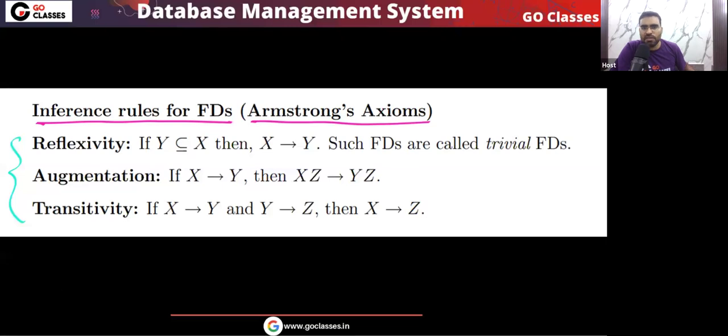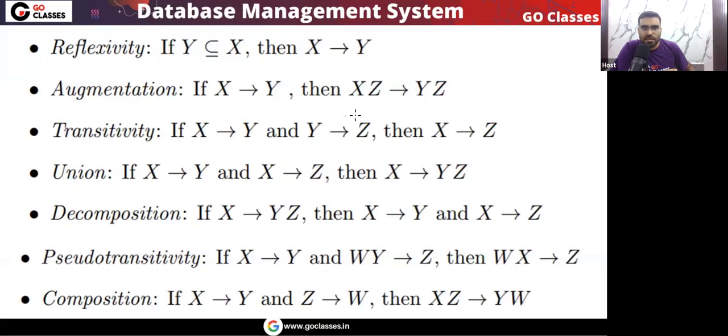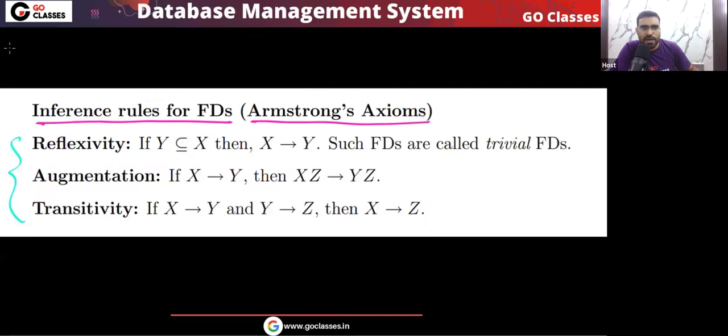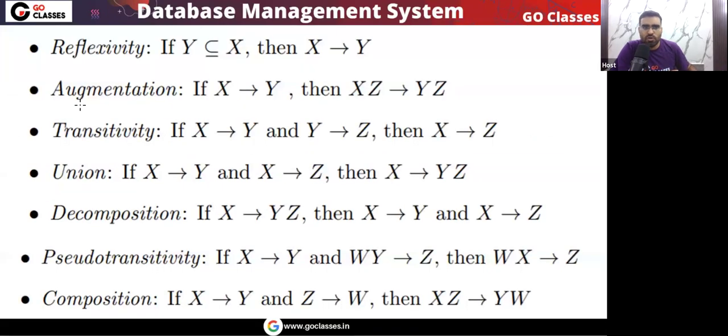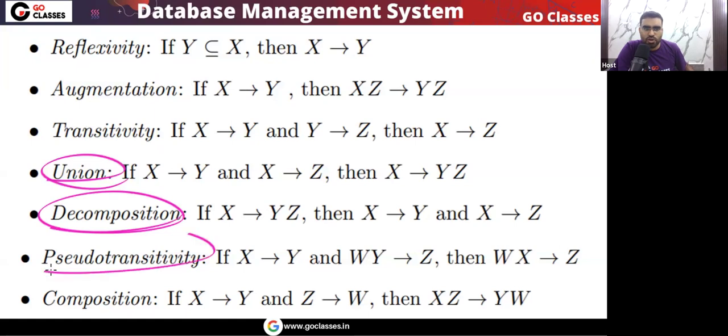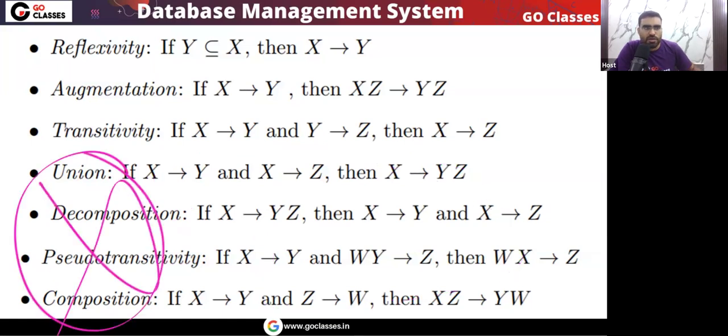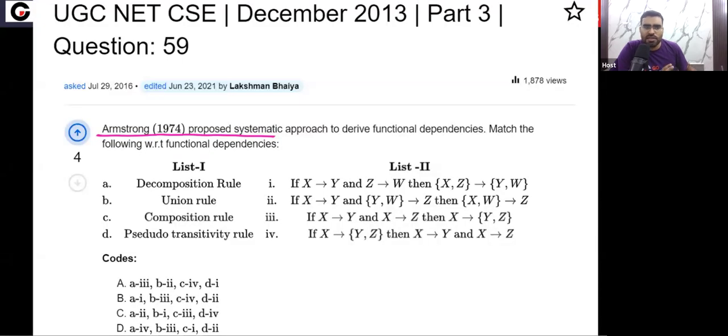But remember one thing. We can create many more rules. These are the basic three rules, and from these three rules, we can create many more rules for functional dependencies. But the names of those rules are not important. You can see decomposition, union, pseudo transitivity, composition. Many more rules we can create, but their names are not important. In UGC NET this question has come, but this type of question will never come in the GATE exam, because these names are not important.